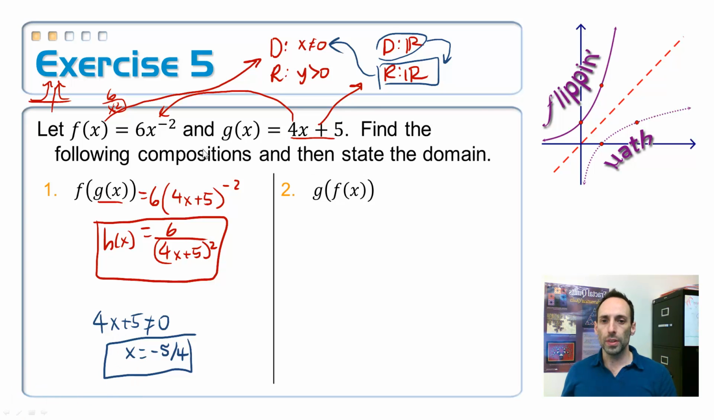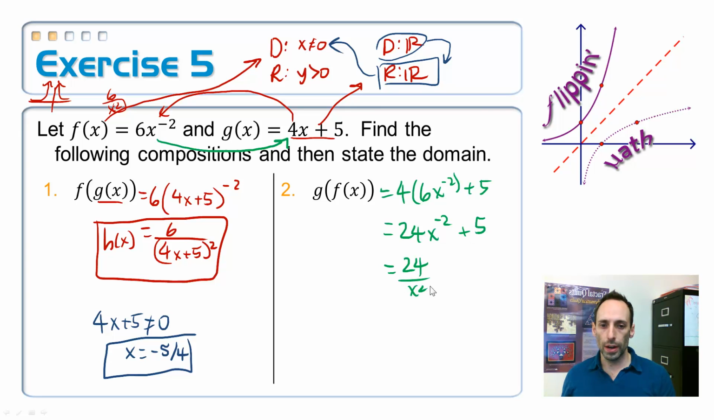Okay, so let me switch colors again, get all kinds of colors up in here. How about green? This time we're going in the opposite direction. We're going to stick this in there. G of f of x. So the exterior function this time is the 4 times, this opens up a little hole, and in the hole I'm going to put 6x to the negative 2, and then plus 5. Okay, and then simplifying it, I just go ahead and multiply. I get 24x to the negative 2 plus 5, which is 24 over x squared plus 5.